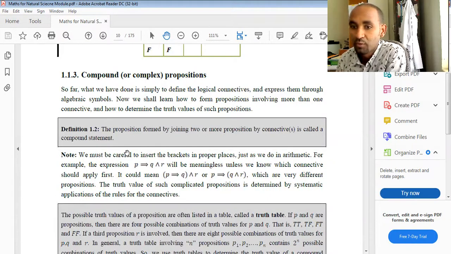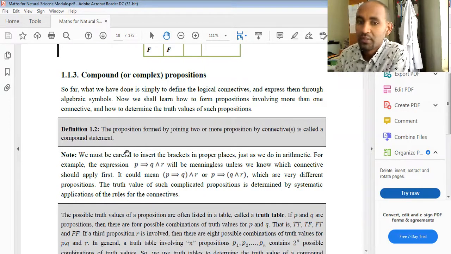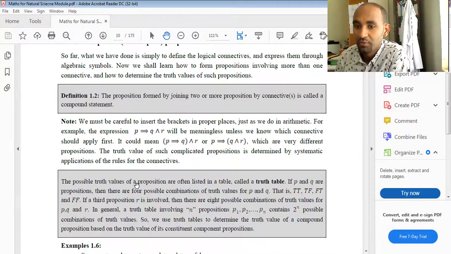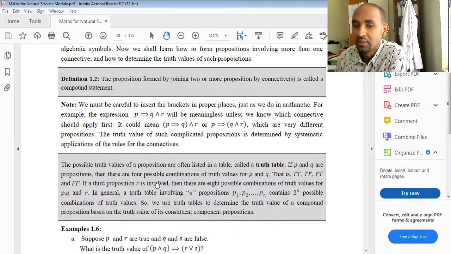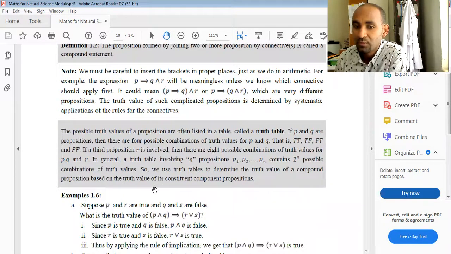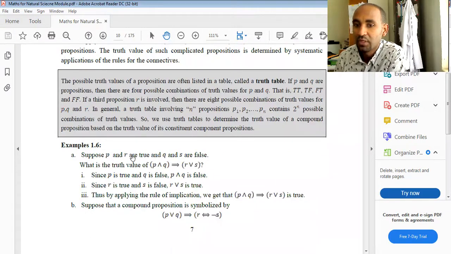A proposition formed by joining two or more propositions by the logical connectives that we have seen earlier is called a compound statement or a complex statement or a proposition. So you can use, for example, P implies Q and R. For example, you have P and R are true and Q and S are false. Then what is the truth value of P and Q implies R or S?